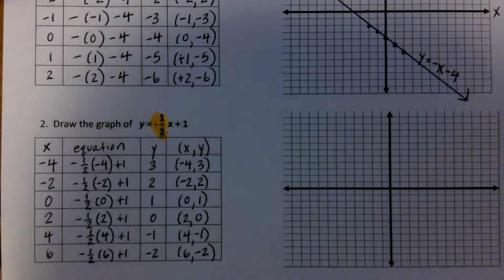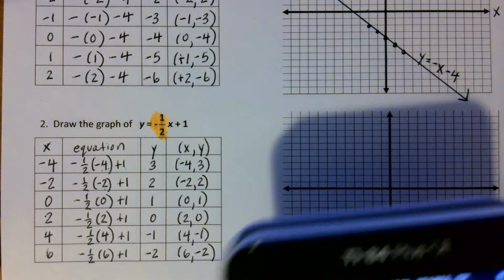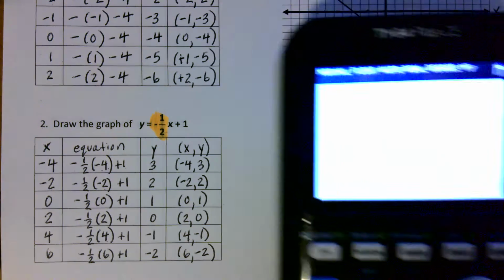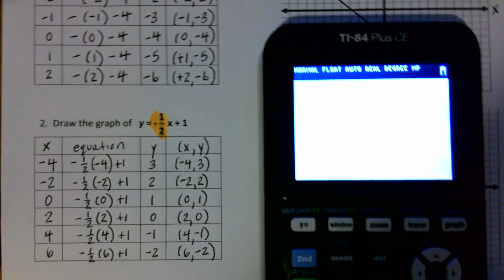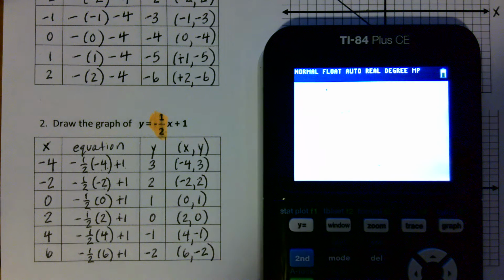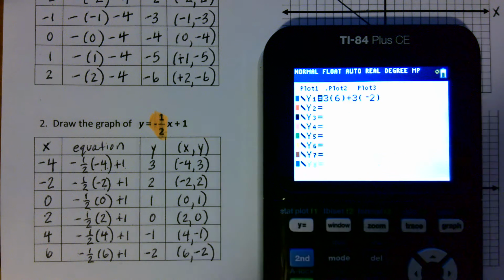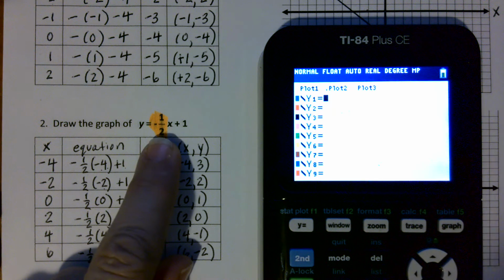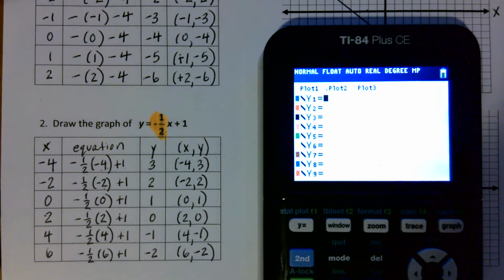Now here's the great thing. We can check this with our calculator. So go to your calculator, turn it on, and we're going to go to y equals. I'm going to clear anything that's there. And we're going to type in our equation -1/2 x plus 1. So I type a negative.